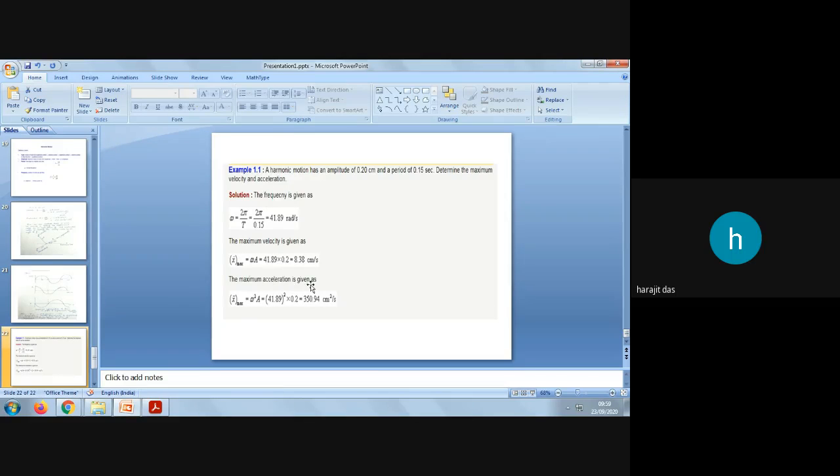And for acceleration, what was the equation? x double dot equals omega square A, or A omega square sine of omega t plus pi. The sine value will be 1 when x double dot is maximum, so omega square A will be the coefficient. In this equation, if you put in the value of omega, you will get the maximum acceleration of this particle. I think all of you have got the concept.